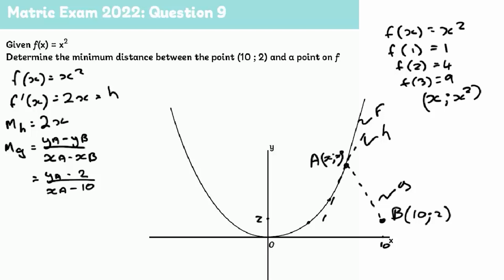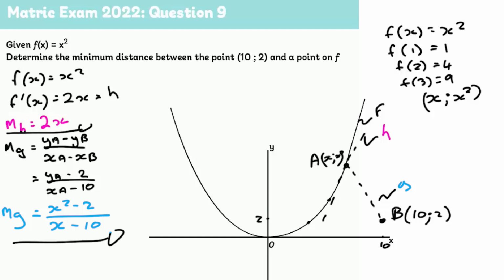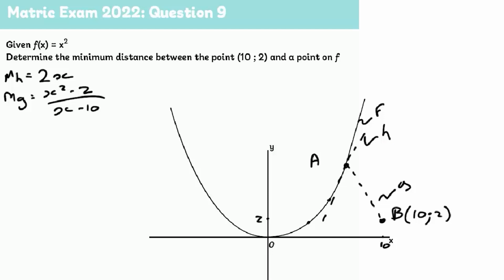What we can now do is complete the variables. So what is y of A? The y of A is x squared minus 2. What is the x of A? It's x minus 10. So in other words, the gradient of g is equal to (x squared minus 2) over (x minus 10). The gradient of h is equal to 2x.